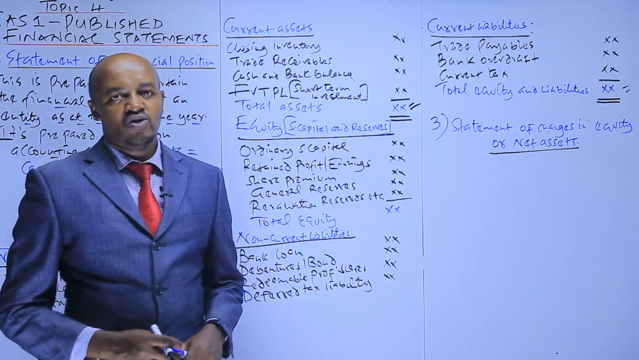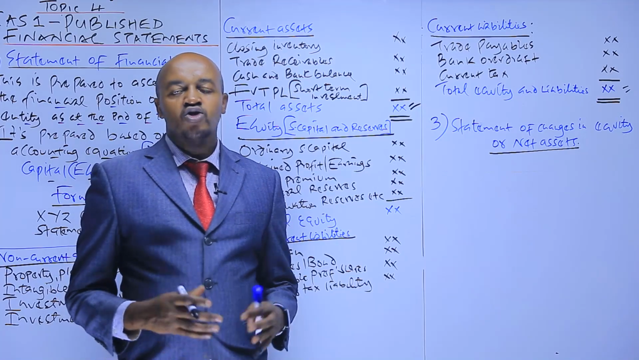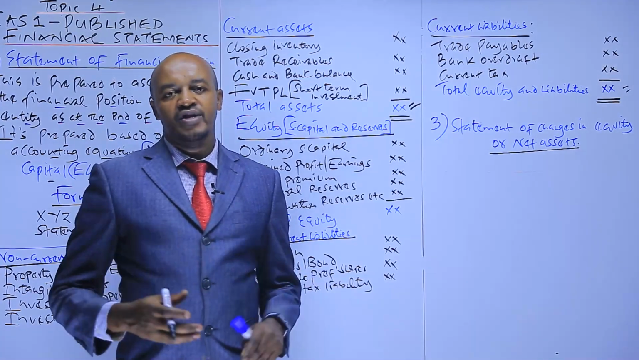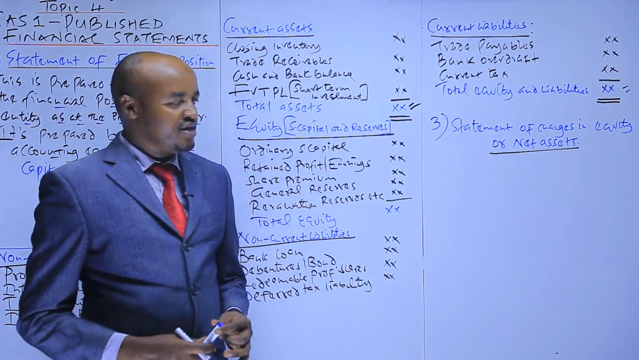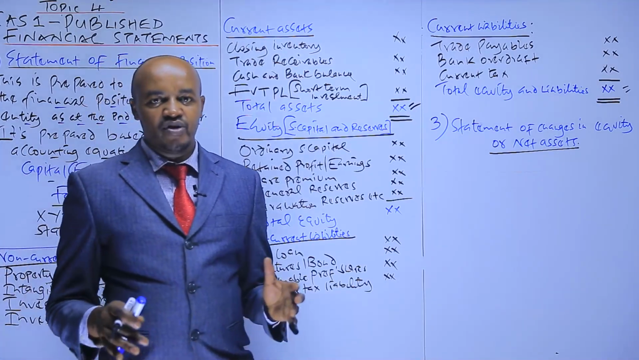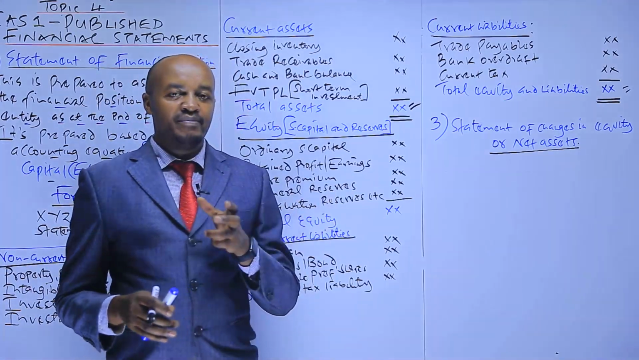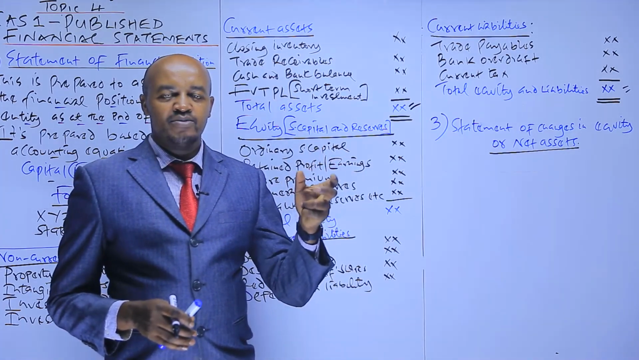This is a component of a financial statement which is prepared to show or explain the movement or change in the items of equity. You have to remember equity comprises the share capital and reserves. Therefore, this is a statement which is prepared by a company to be able to explain why the items of equity changed.